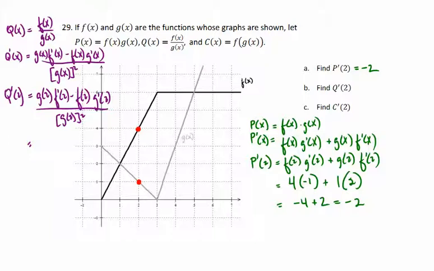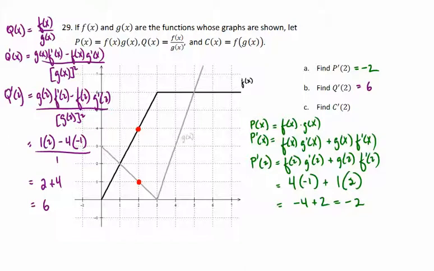G of 2, we have that already, g of 2 is equal to 1. F prime of 2, we found that already, that's equal to 2. F of 2 is 4. G prime of 2 is negative 1. And g of 2 squared is 1 squared, which is just 1. So that gives us 2 plus 4 equals 6.